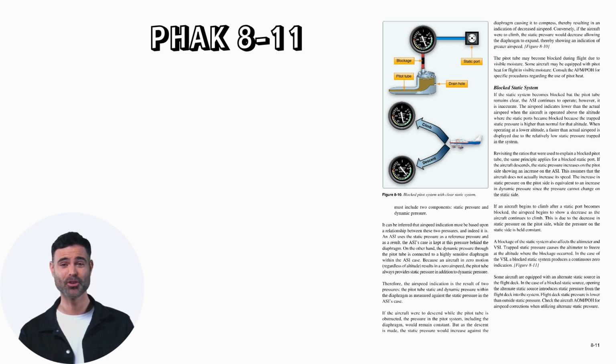Trapped static pressure causes the altimeter to freeze at the altitude where the blockage occurred. In the case of the VSI, a blocked static system produces a continuous zero indication. Some aircraft are equipped with an alternate static source in the flight deck. In the case of a blocked static source, opening the alternate static source introduces static pressure from the flight deck into the system. Flight deck static pressure is lower than outside static pressure. Check the aircraft AFM/POH for airspeed corrections when utilizing alternate static pressure.